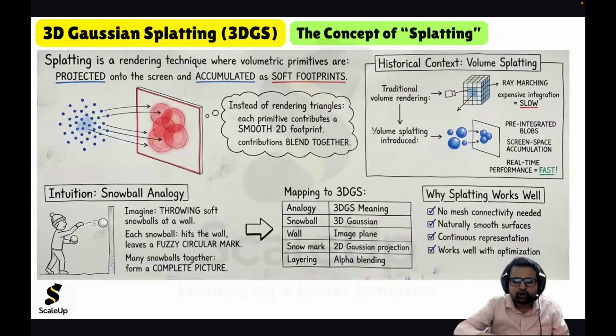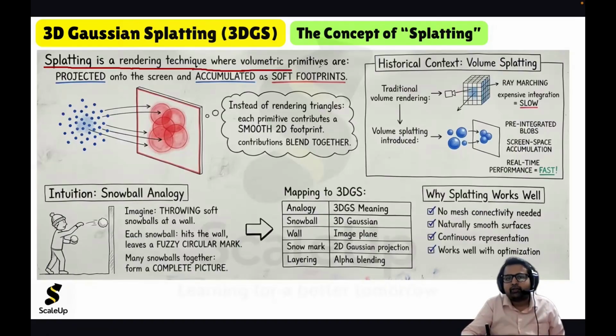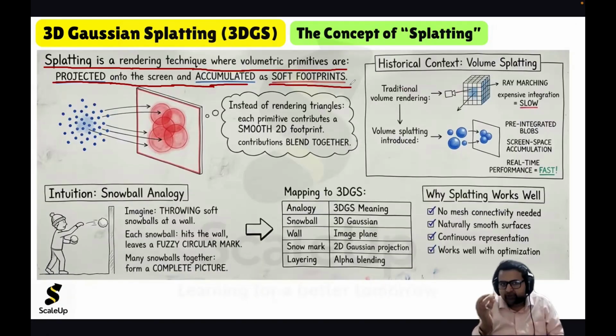Let us understand what is splatting. Splatting is a rendering technique where volumetric primitives are projected onto the screen and accumulated as soft footprints. In splatting, volumetric primitives, like here the 3D Gaussians, are projected and thrown at the screen, and they're accumulated as soft footprints. So that is splatting.